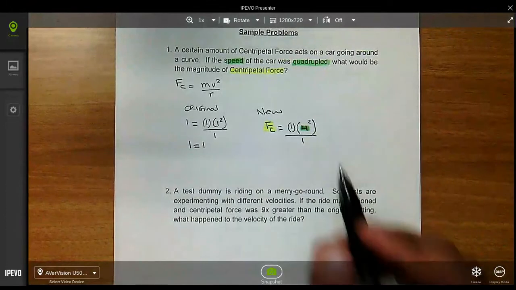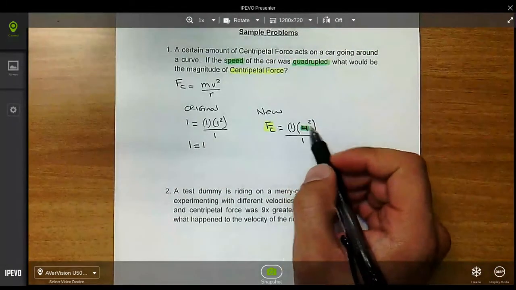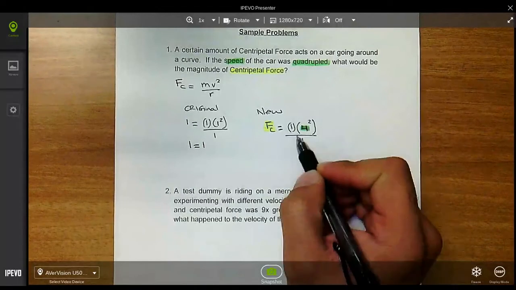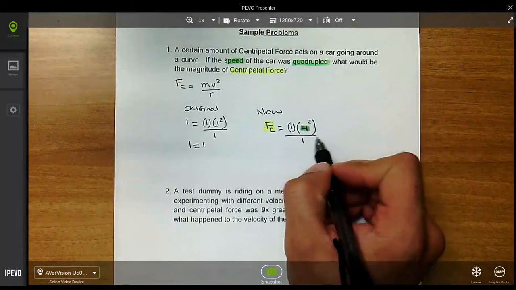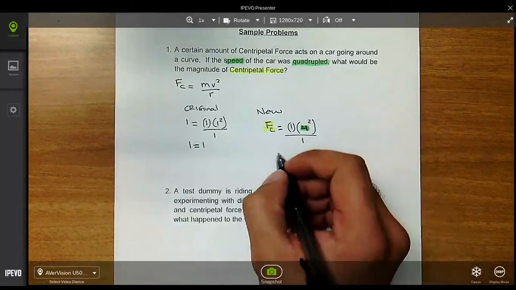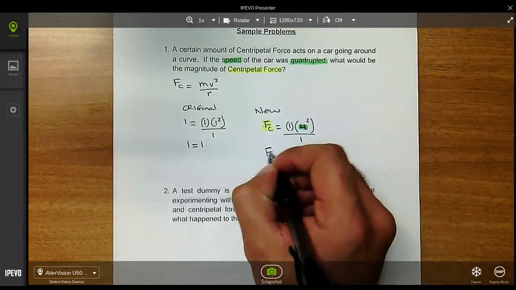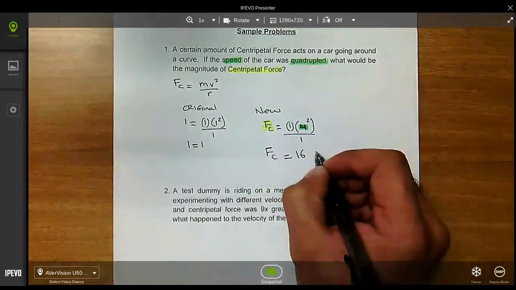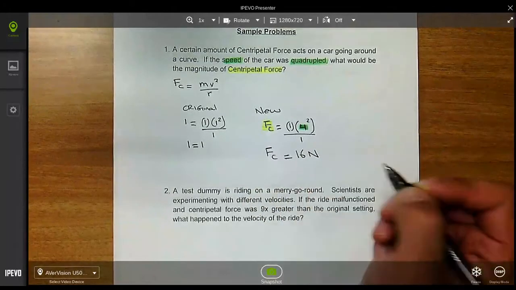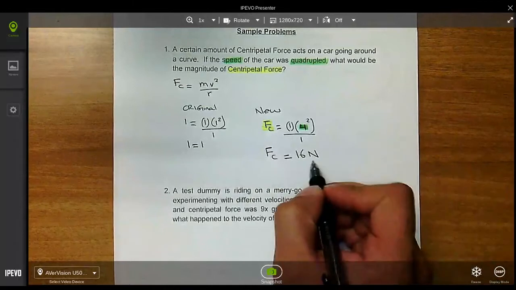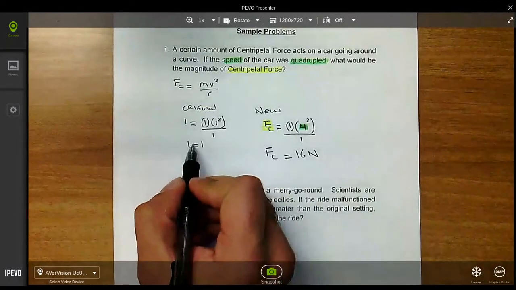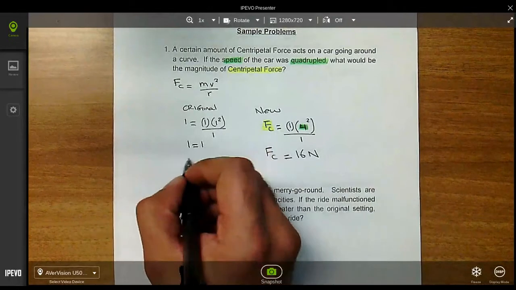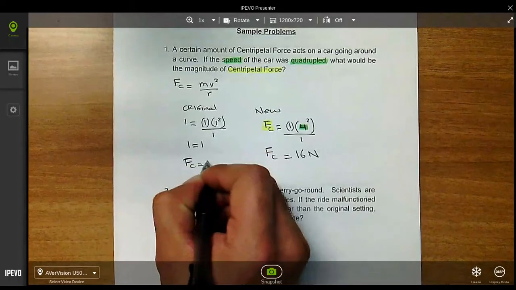From there, you can just punch it into the calculator. 1 times 4 squared. 4 squared is 16, so 1 times 16 is 16. 16 divided by 1 is still 16. So the centripetal force is 16. And it's a force, so you can say that is 16 newtons. Or you can say that is 16 times greater than the original force, because the original force was 1. So remember the Fc here would have been 1 newton.